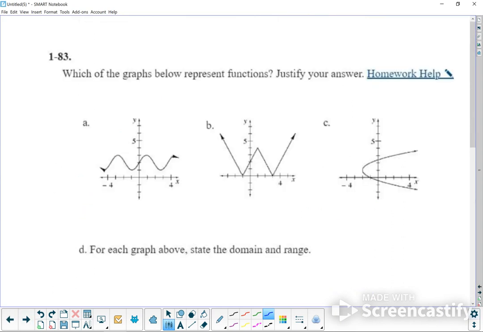Next, to tell which graphs represent a function, just use the vertical line test. Take a vertical line and run it across. If it crosses only once, it's a function. If it crosses more than once, like right here, you can see it crosses once, twice. So this one is not a function.